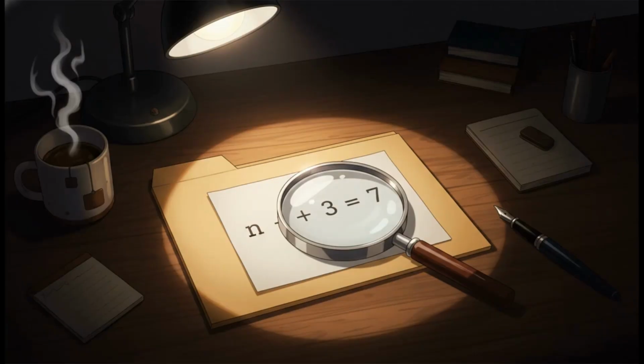And here it is, our first case file. The clue reads, n plus 3 equals 7. Now this statement is kind of incomplete, right? It's open, because we don't know the identity of our mystery variable n. Is the clue true? Is it false? We just can't know. At least, not yet.